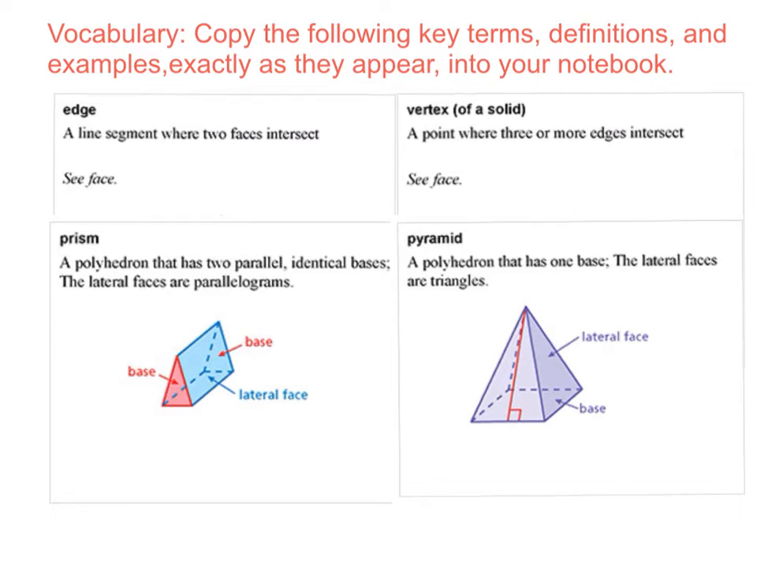An edge is a line segment where two faces intersect. A vertex of a solid is a point where three or more edges intersect. A prism is a polyhedron that has two parallel identical bases. The lateral faces are parallelograms. A pyramid is a polyhedron that has one base. The lateral faces are triangles.